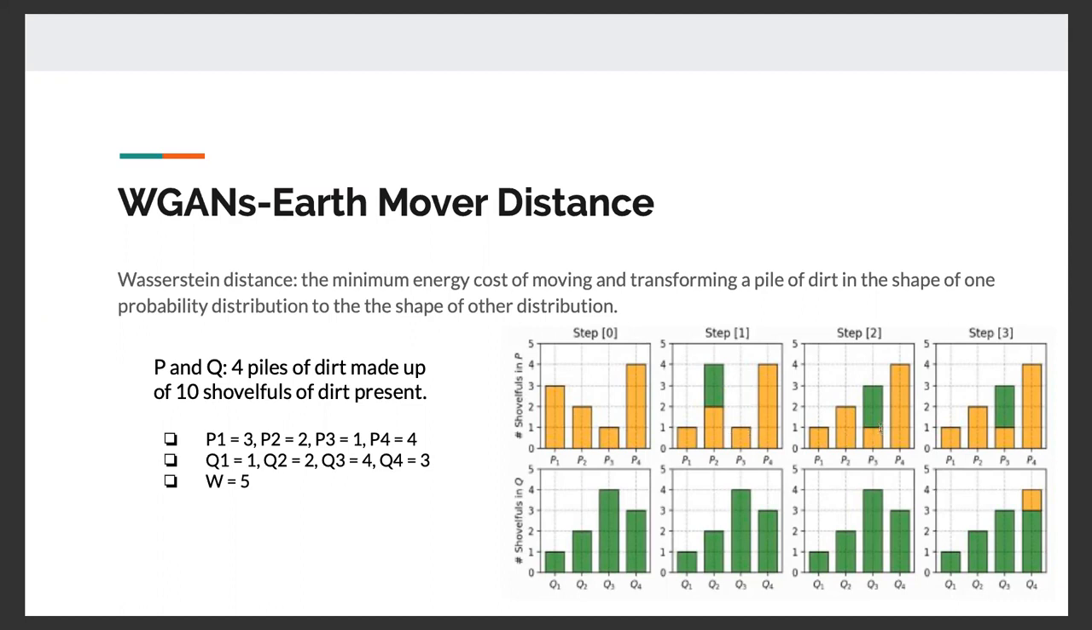And at step 3, we can observe that Q3 has 1 more unit of dirt than P3. So we want to move the 1 unit of dirt to Q4. After this move, we get the 2 distributions all the same. And in total, we moved 5 units of dirt. So the Wasserstein distance in this tiny example is 5.